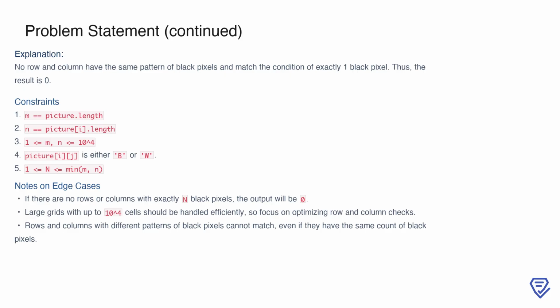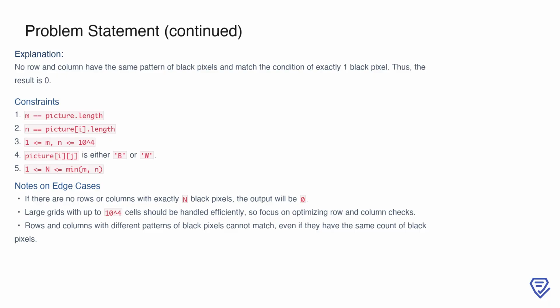Now, consider a second example where the grid is a 3x3 matrix, and n is 1. Here, no row and column have the same pattern of black pixels while also having exactly 1 black pixel. For this reason, the output for this case is 0, as no lonely black pixels meet the given conditions.